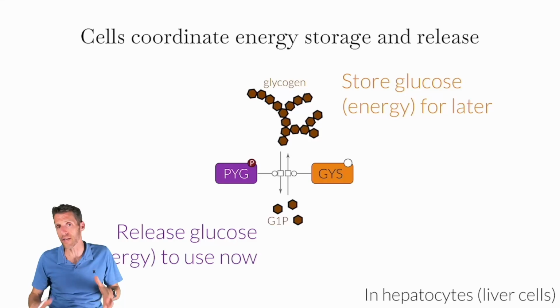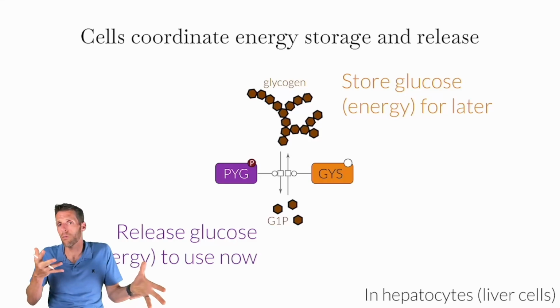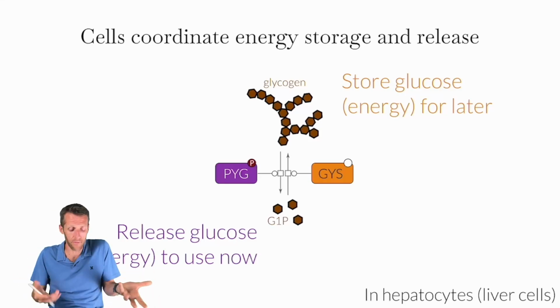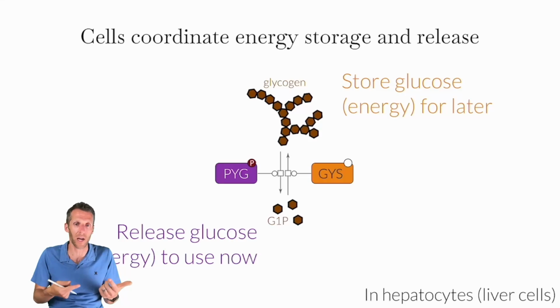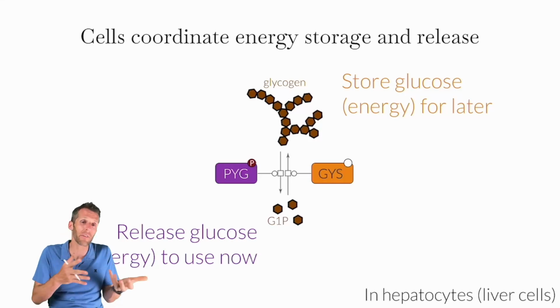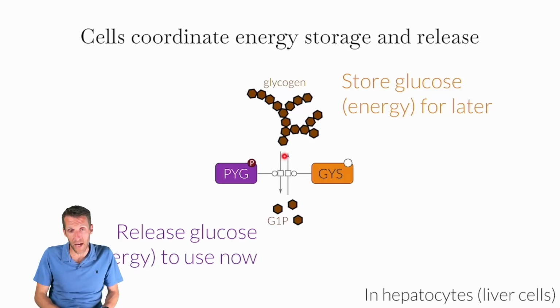And the question our cells face is, at any given time, which of these should be on? And as I've drawn them right now, they're kind of both on, and that would be kind of a bad situation, because we're breaking down glycogen and we're forming glycogen. To the extent these are both running at a high velocity at the same time, you're basically just spinning your wheels as a cell. So what we really want is a way to favor doing one over the other, to favor either breakdown or formation, but not both at the same time.